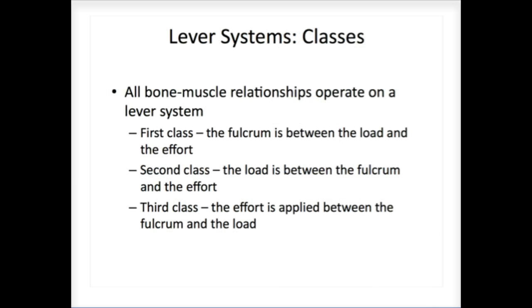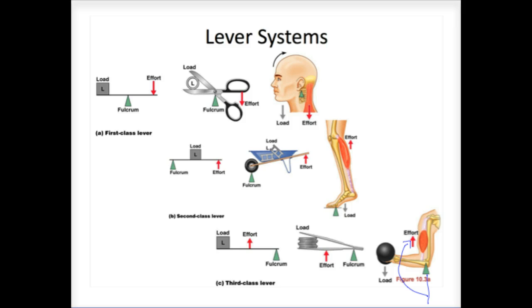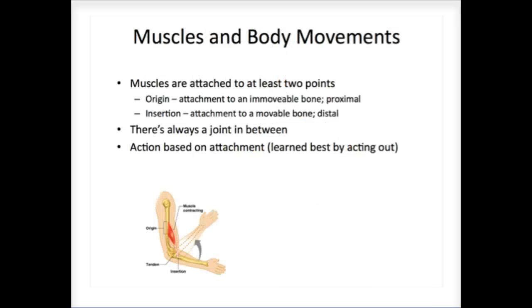Also remember that our fulcrum here, that's always our joint. So the fulcrum is the joint. So where that fulcrum is located compared to the attachment points of the muscles determines the class of lever. Now, what this means is we have to attach at 2 points. So we went through this with the string lab. If I'm attached at 2 points, one is movable and one is immovable. So our origin is immovable, our insertion is movable.